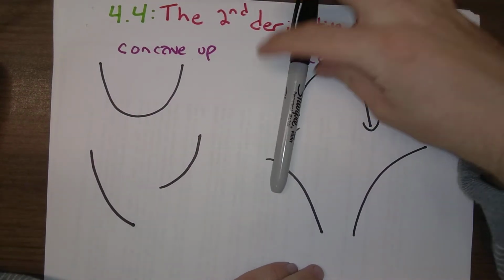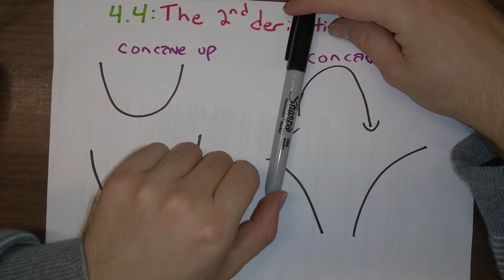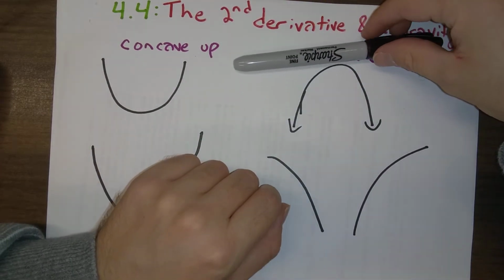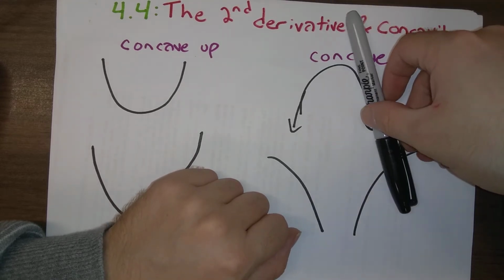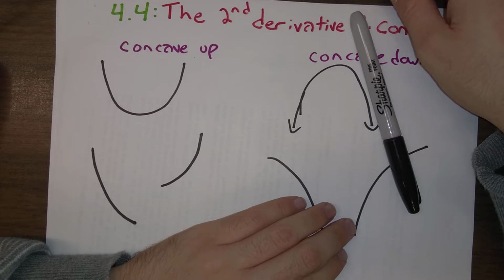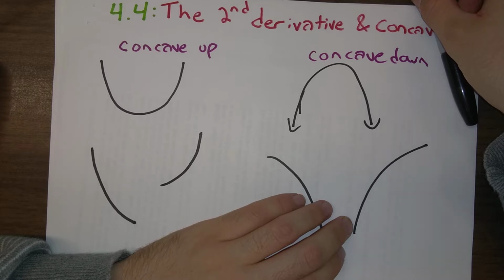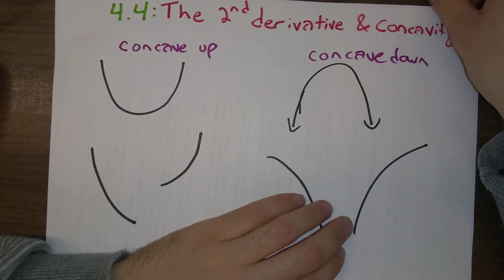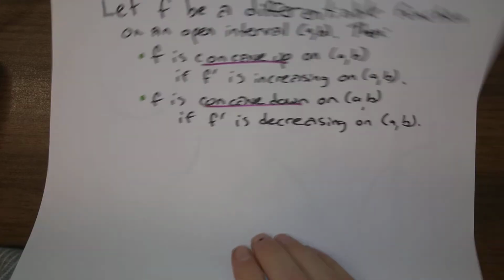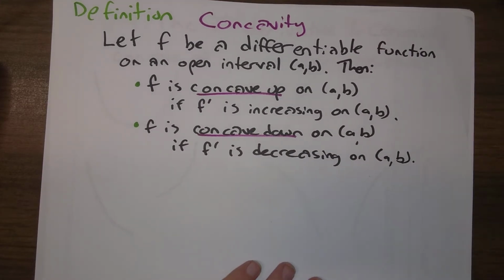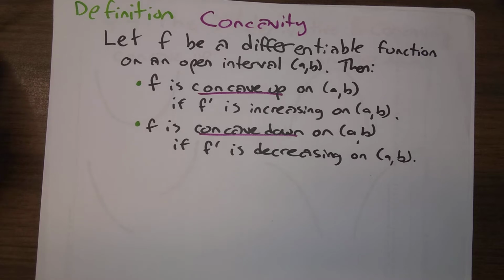For a concave down function, our slope of the tangent line starts very positive, becomes less positive, eventually becomes 0, and then becomes more and more negative. So for a concave down function, our derivative, the slope of the tangent line, is decreasing. This provides us with our formal definition of concavity. We have a differentiable function defined on some interval. It's concave up if the derivative is increasing. It's concave down if the derivative is decreasing.